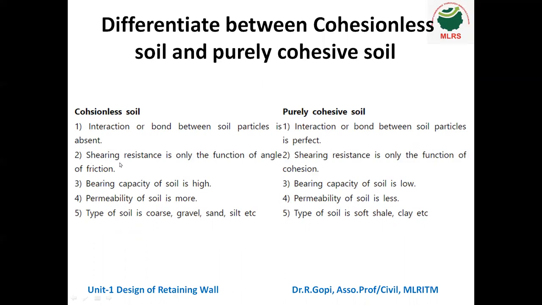Next, in cohesionless soil the shearing resistance is only a function of the angle of friction. Shearing resistance means the phi value, the angle of repose or angle of internal friction. Coming to cohesive soil, the shearing resistance is only a function of cohesion, not the angle of friction.